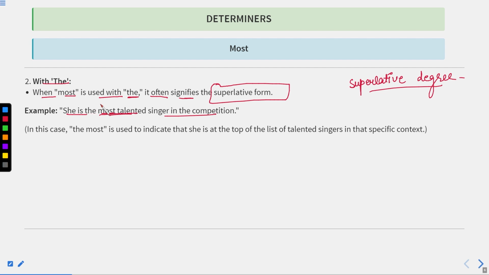Most talented is actually the superlative degree of adjective before which we necessarily need to put the. It is mandatory to put the before the superlative degree of adjective. For example, I can say the tallest, the most beautiful, the most intelligent, the most talented, like this. In this case, the most is used to indicate that she is at the top of the list of talented singers in that specific context. Whenever we talk about the word most, it means up to the highest, or which is at the extreme end.